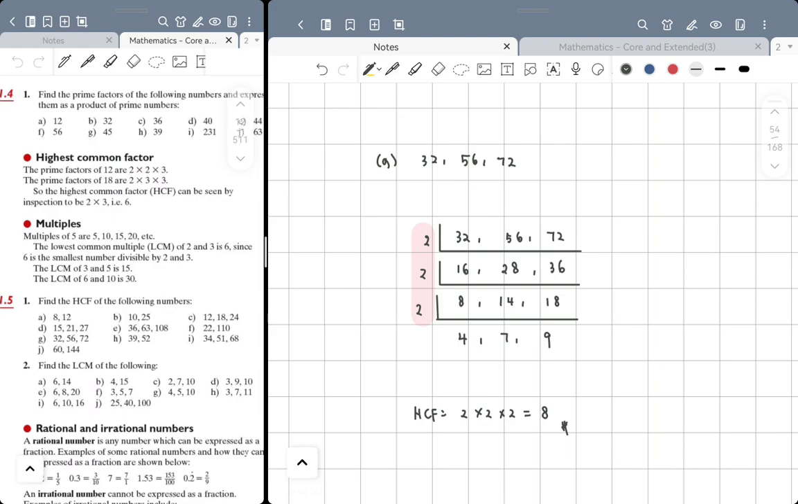Okay, so this is the way you can find HCF, and I will cover multiples in another video.